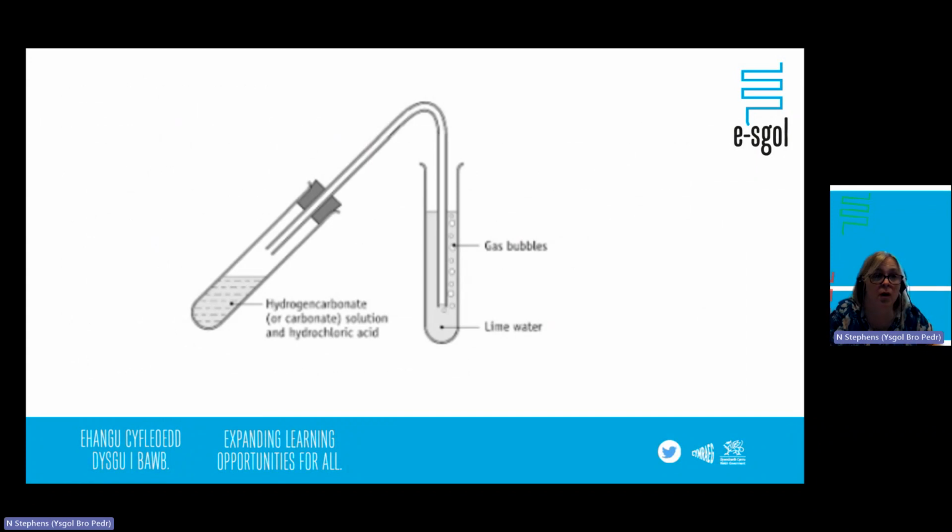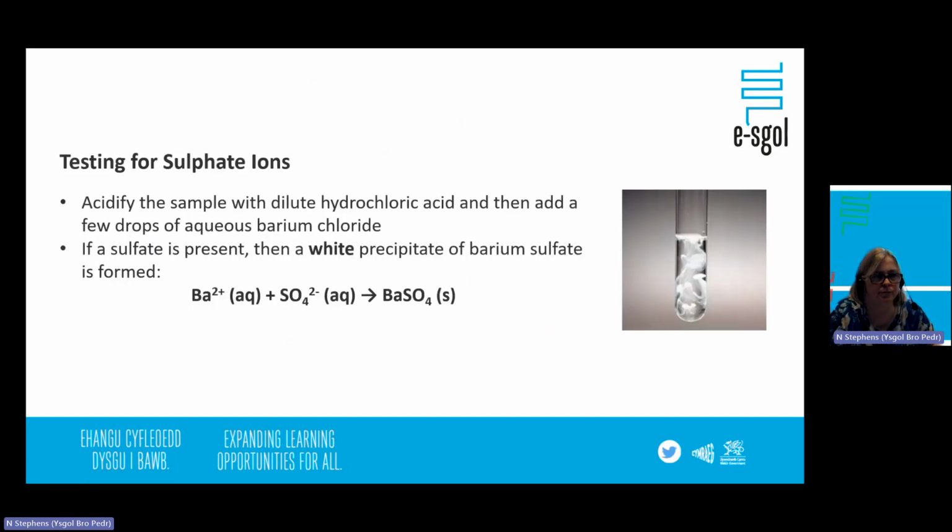Now, I'm sure I don't need to emphasize that, but I'll be very, very clear that the only two allowed words are milky or cloudy for lime water's positive test. Sulfate, so you simply acidify the sample with hydrochloric acid and then add a few drops of aqueous barium chloride. And if you do have a sulfate present, then you'll get that white precipitate, as you can see happening in that test tube there.